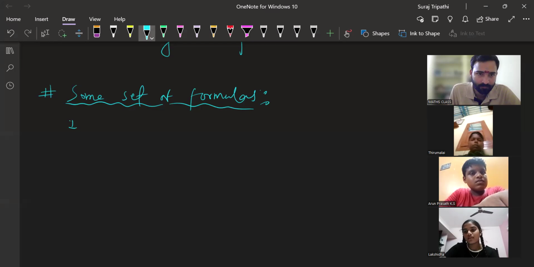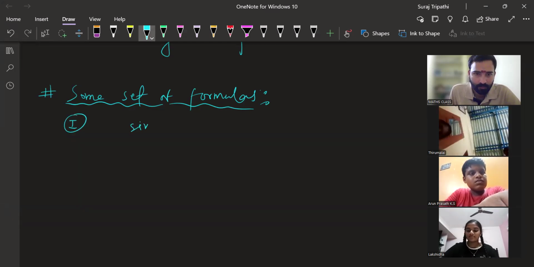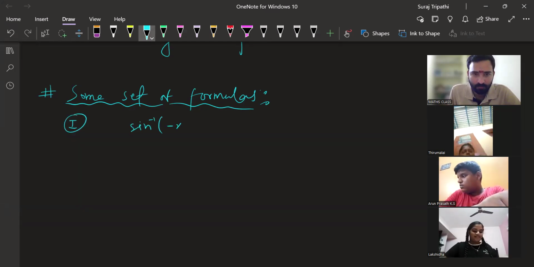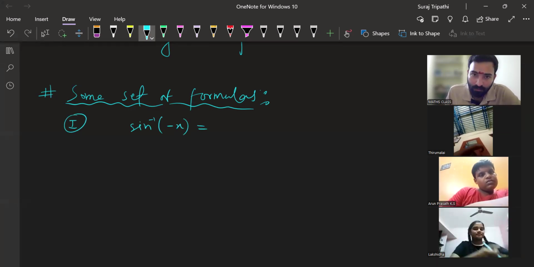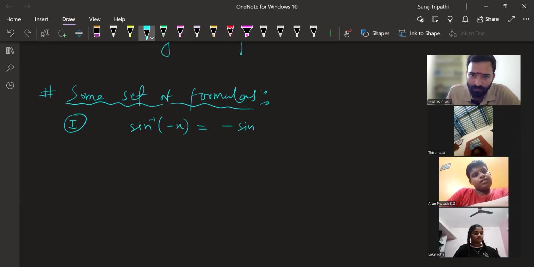Write the first one: sine inverse of minus x. Right? Here you can take this negative sign outside.